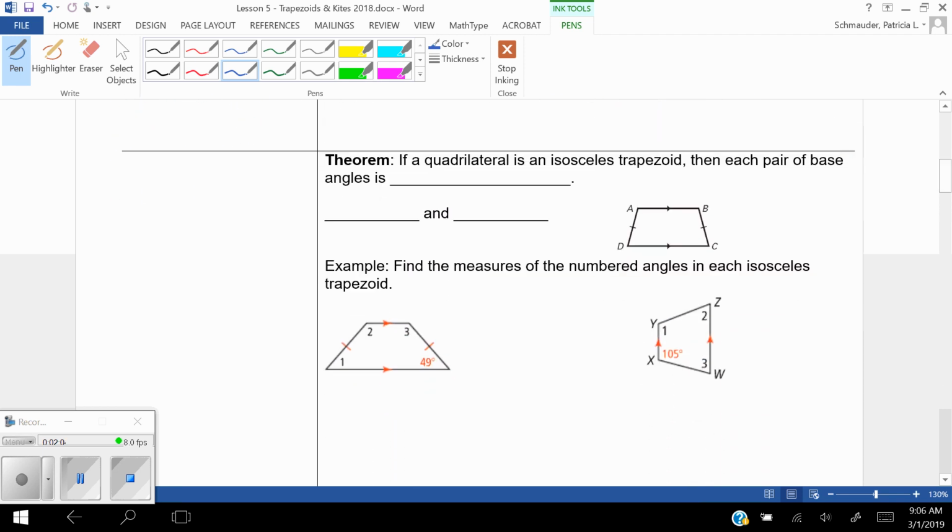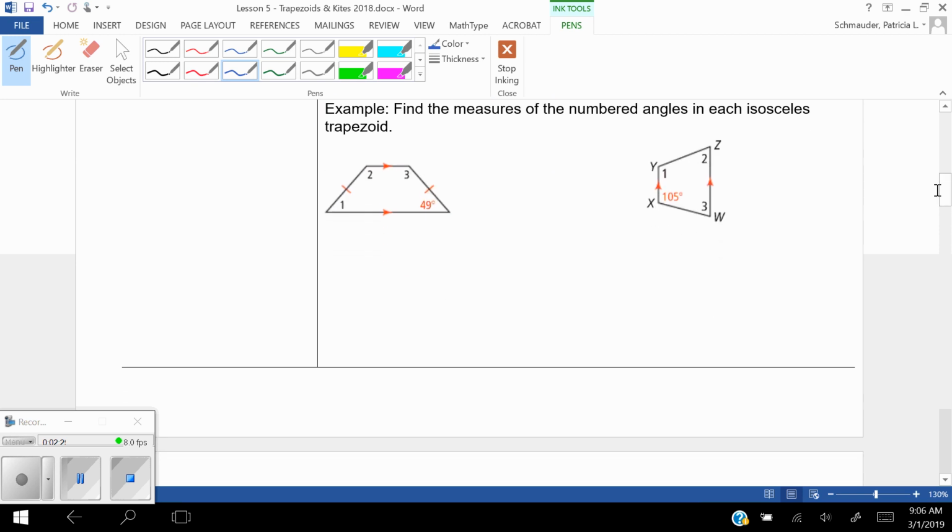Okay, we got a theorem. If the quadrilateral is an isosceles trapezoid, then each pair of base angles is congruent. So in this picture you see here on the side, angle A would be congruent to angle B, and angle D would be congruent to angle C. So let's see how we might use that here in a couple of examples.